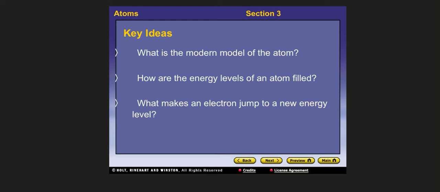4.3 Modern Atomic Theory. Key ideas. What is the modern model of the atom? How are the energy levels of an atom filled? What makes an electron jump to a new energy level?